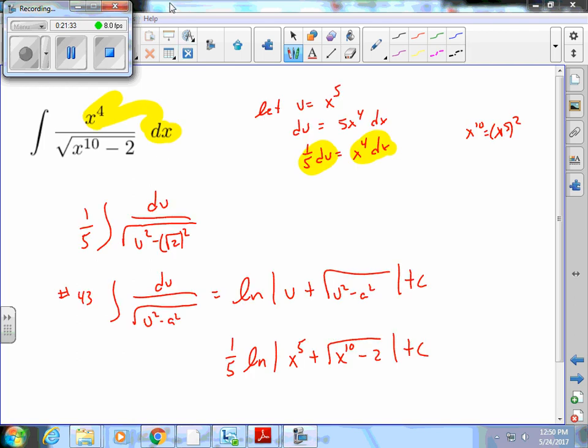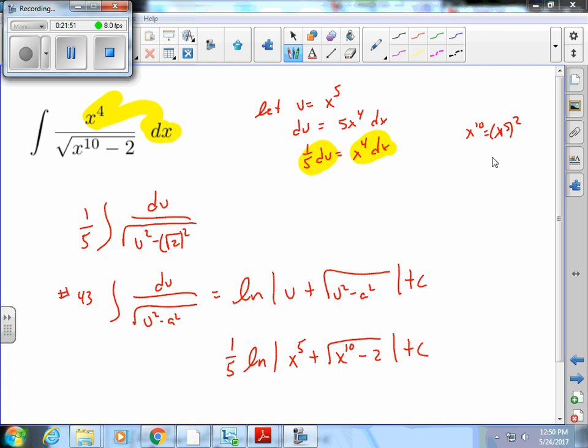Okay, hopefully you've had enough time to look at this and get your answer. So we're going to let u equal x to the 5th. That's what I wrote here. And then du would be 5x to the 4th dx, or 1/5 du is equal to x to the 4th dx. So I can substitute what I see in yellow with this.